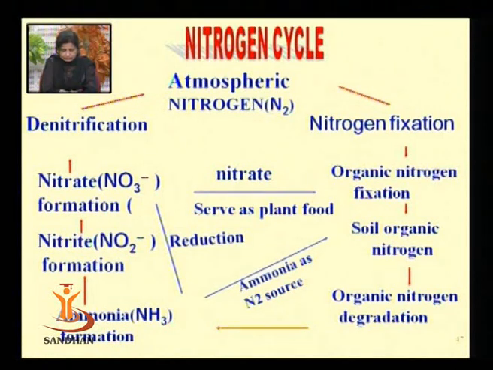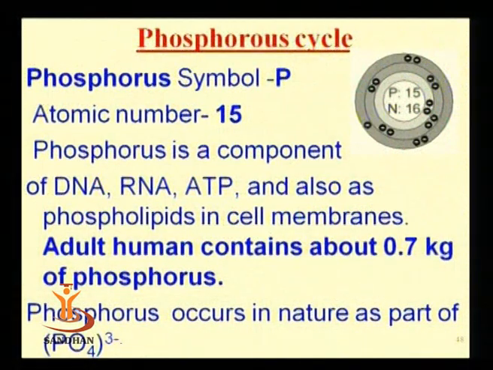Thank you for showing a different angle of the reactions. Coming to the next, the phosphorus cycle. Phosphorus is an important element of ATP, DNA, RNA, and it also forms phospholipids in cell membranes. A human body contains about 0.7 kg of phosphorus. Phosphorus occurs in nature basically as a part of phosphates.